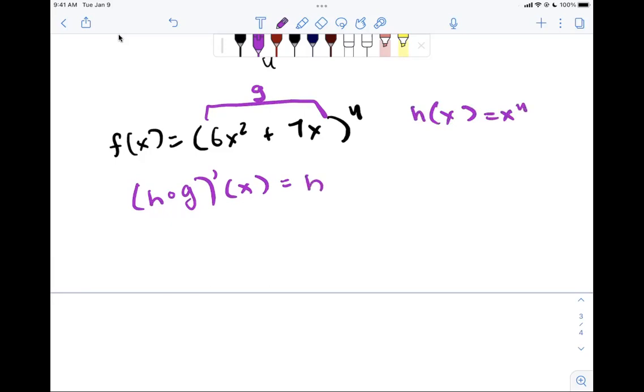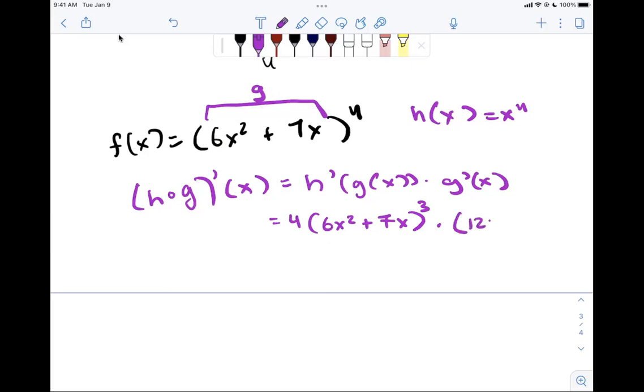Now we're going to have h prime of g of x times g prime of x. So what is h prime of g of x? So h prime of anything, h prime of x is 4x cubed, and then we're going to plug g of x into it. So it's going to be 4 times this thing cubed, times g prime of x. So we're going to multiply by the derivative of this, which is going to be 12x plus 7. And that's our answer. We can also do this by u substitution.